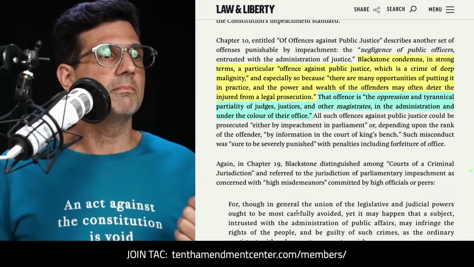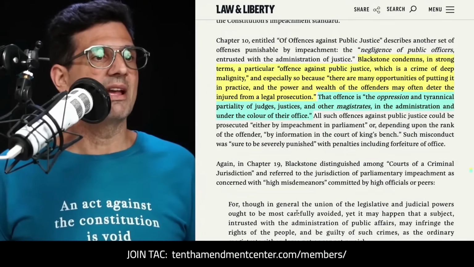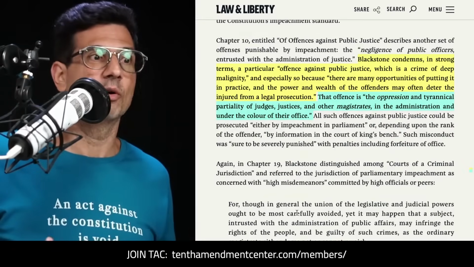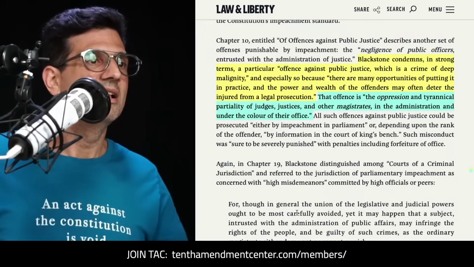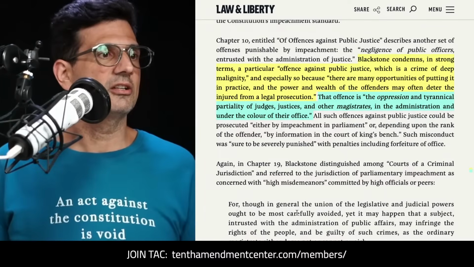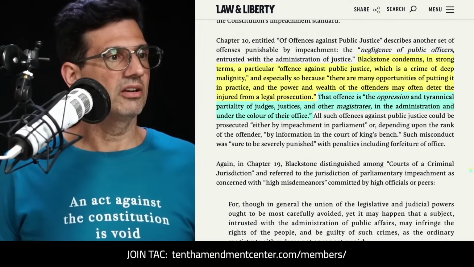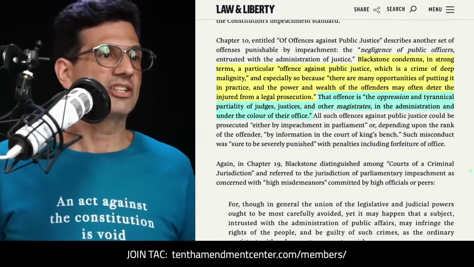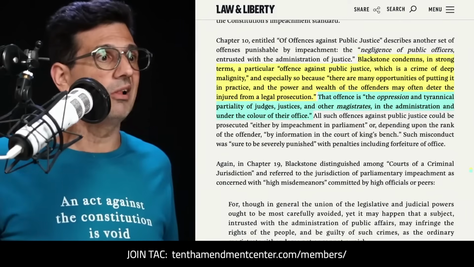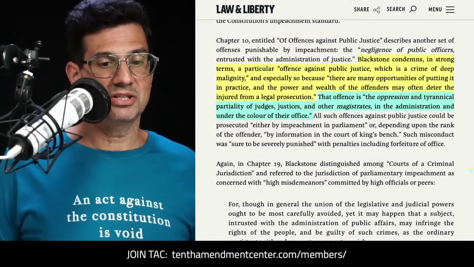And especially so because there are many opportunities of putting it in practice, and the power and wealth of the offenders may often deter the injured from a legal prosecution. And that's what led to, well, of course, impeachment. That offense, of course, is, quote, the oppression and tyrannical partiality of judges, justices, and other magistrates in the administration and under the color of their office. And so those offenses against public justice, against the society as a whole, against the state, whatever you want to call it, are prosecuted by impeachment in Parliament in most situations.